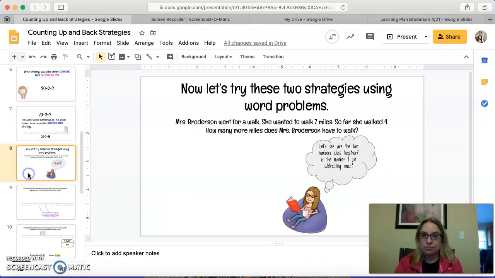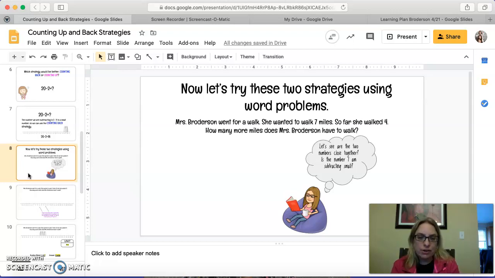Okay, it's your turn now. Once I read the problem, I want you to pause it and figure it out using your paper or your whiteboard. So the first one: Mrs. Broderson went for a walk. She wanted to walk 7 miles. So far she walked 4. How many more miles does Mrs. Broderson have to walk?